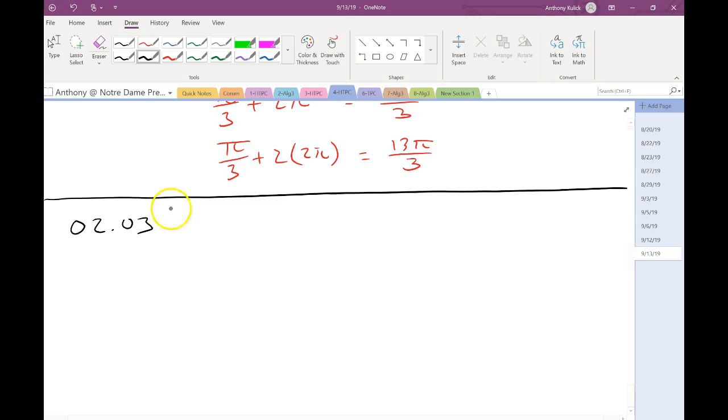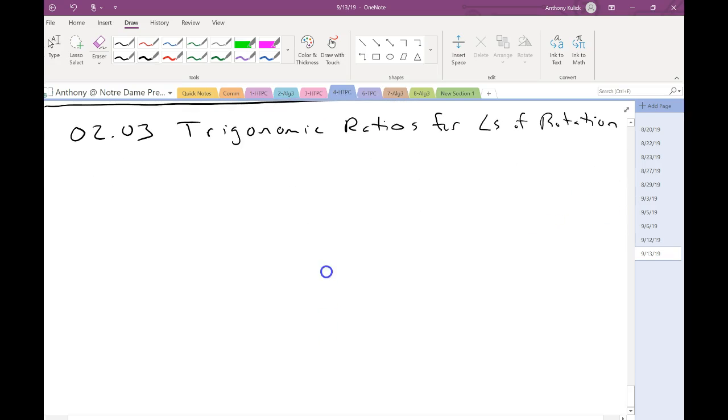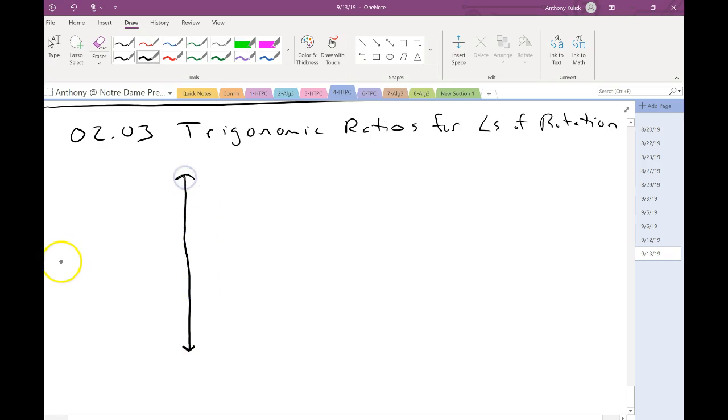So, now that we've got a new definition for an angle, we can update our definitions for sine, cosine, and tangent. We're going to start with the xy axis, and an angle embedded in that xy axis. I'm going to label some point P on the terminal side.